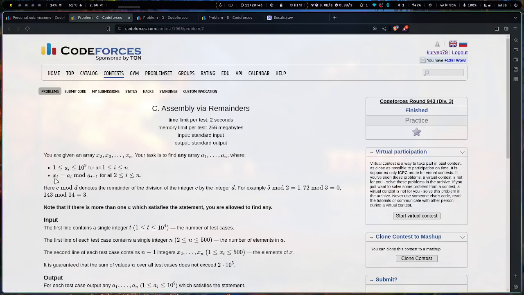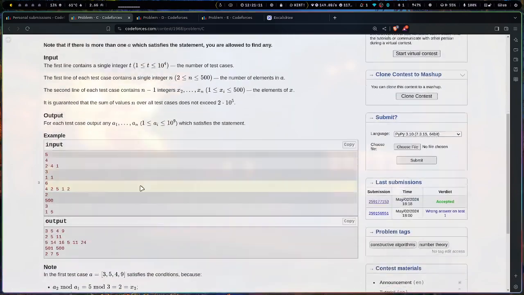So what does this condition say? See, we are given this array x2 up to xn. So xi should be equal to ai mod ai minus 1. We will start from the second element and check whether the mod of the current element with its previous element is equal to xi or not.